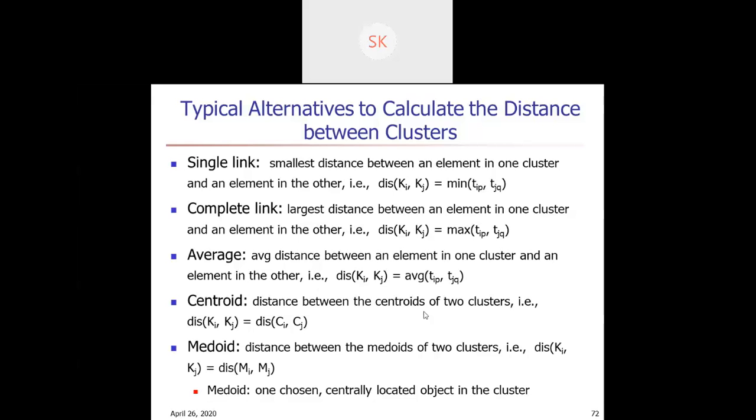Next method is the centroid method. So in centroid, the distance between the centroids of two clusters, that is distance of Ki, comma Kj is equal to distance of Ci, comma Cj, where Ci reflects the centroid of the cluster i, right? And Cj reflects the centroid of the cluster j, that is the second cluster. Here we are looking for the distance between the centroids of the two clusters.